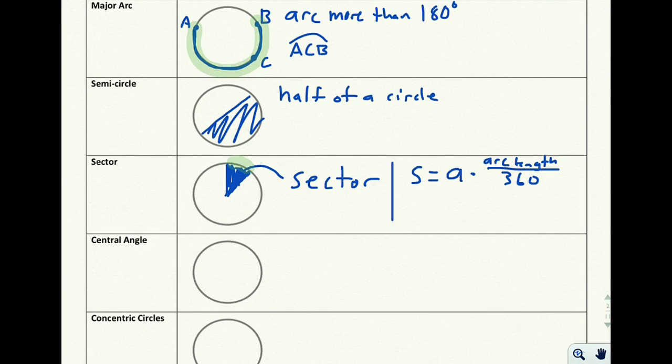All it's saying is what fraction of the circle do you have? If this is a 45-degree sector here, 45 over 360 is 1/8. That means that you have 1/8 of the circle. So your area is going to be 1/8 times the area of the entire circle. So that's all you're doing with sectors. You're saying, what fraction do I have? And it's how many degrees out of 360 that forms that fraction.